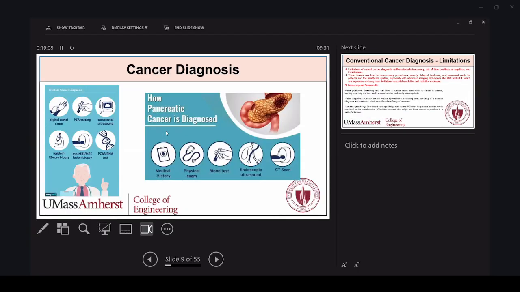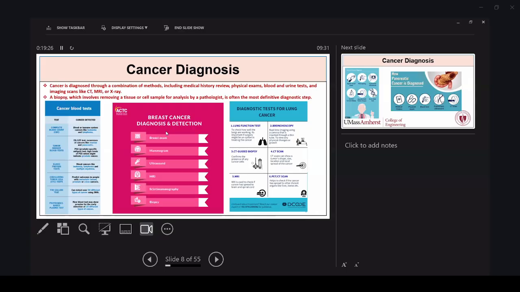Yes, one more thing. Pancreatic cancer is diagnosed by medical history, physical exam, blood test, endoscopy, and CT scan. Similarly, different cancers can be diagnosed in different ways or with a combination of conventional methods, right? So can you imagine what kind of limitations these conventional methods can pose?